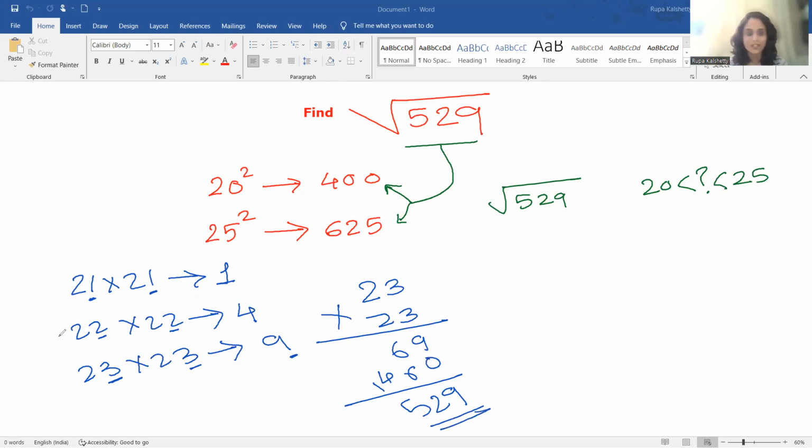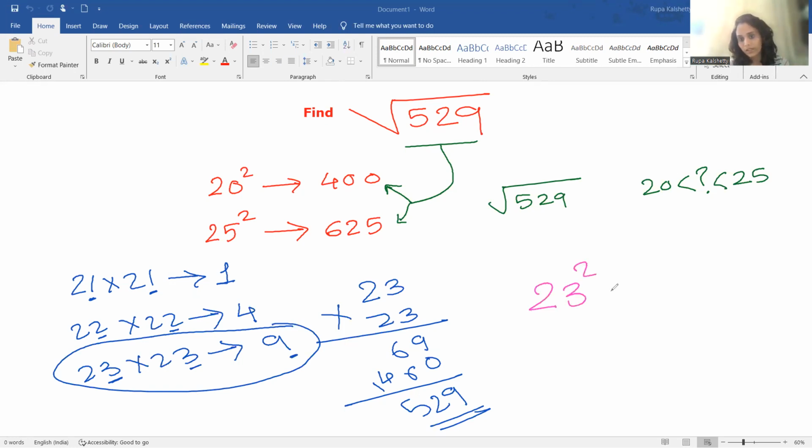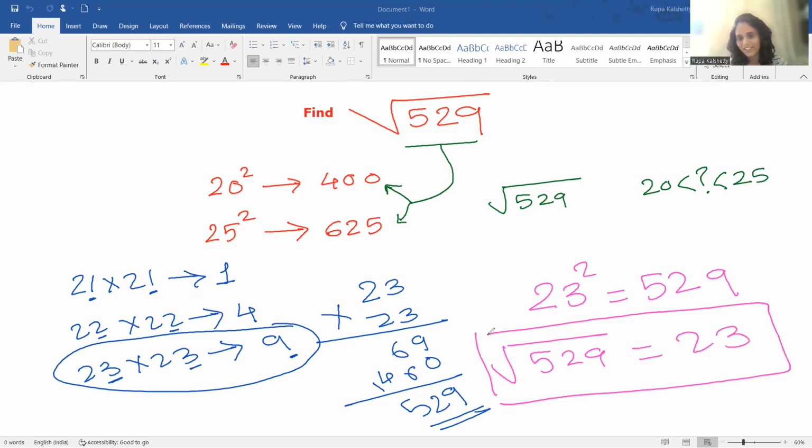This is how it worked out. That 23 square is 529, or you can say the root of 529 is 23. Did you get this? Yay, this is one method to do it, okay?